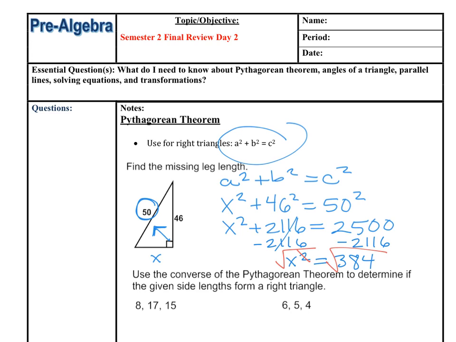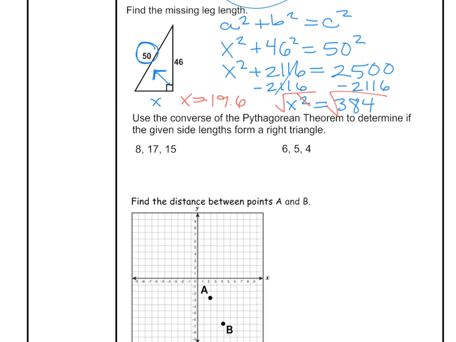See, the square root of 384, I can do that in my calculator by doing second, x squared, 384, and I get 19.595, so I'm going to round that up and say that x is about 19.6. That means my missing side is 19.6 units long.